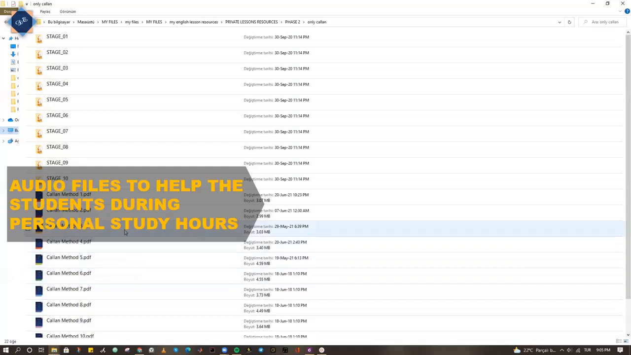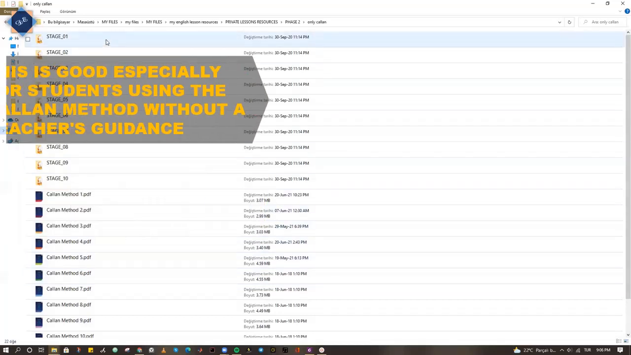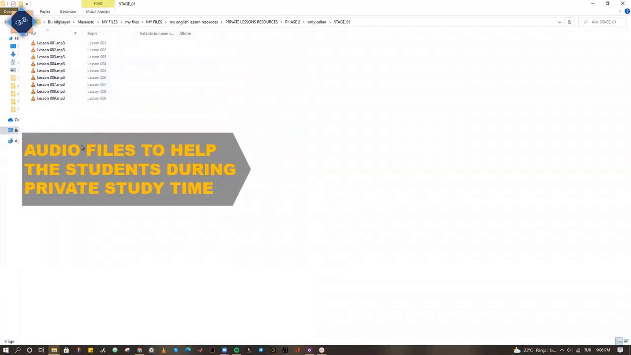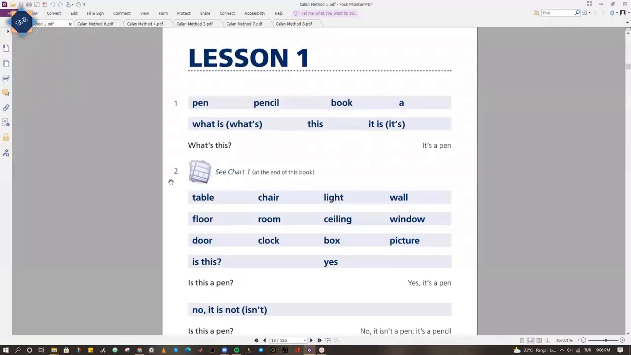The Callan method also has audio files the students can listen to. Supposing the student is studying the Callan method on their own, they don't have a teacher to maybe guide them along the way. For example, you have these audio files where you can listen while following the PDF files, as we're going to see. Let's move to method 1.